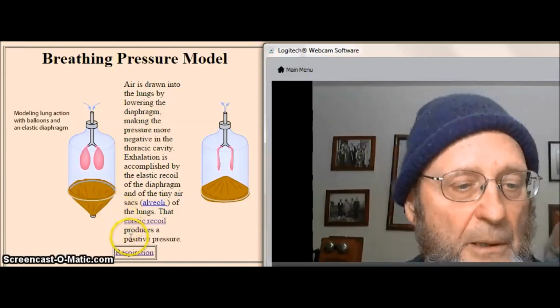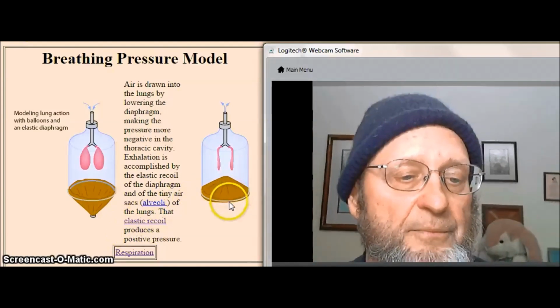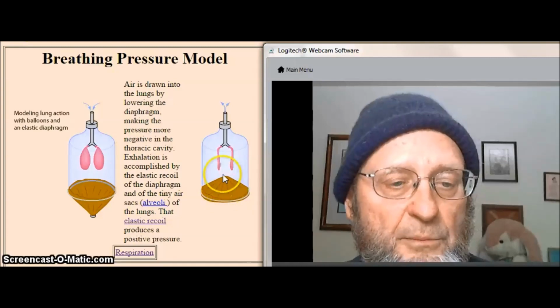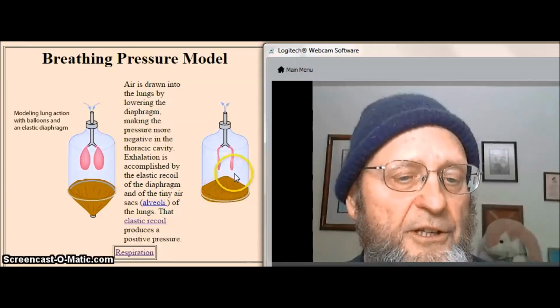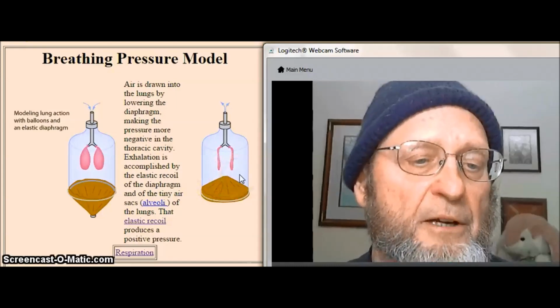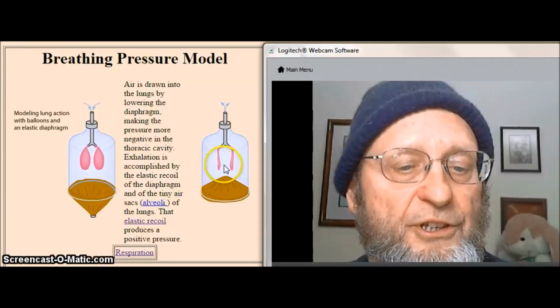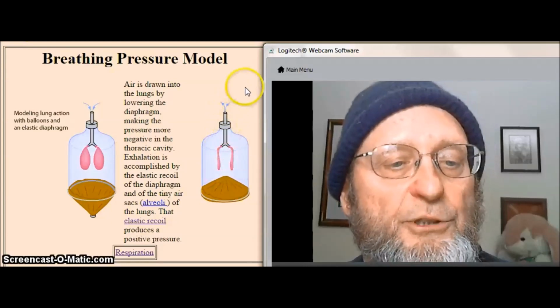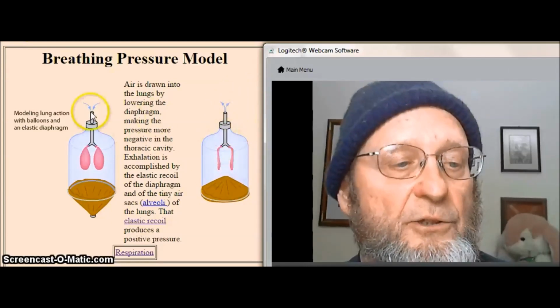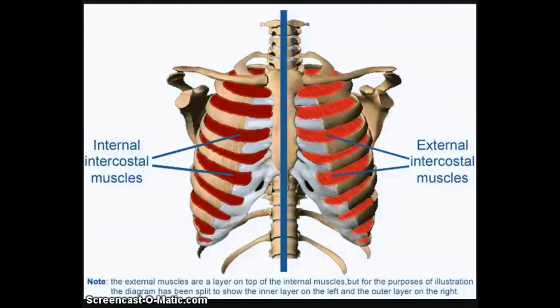But when the muscle relaxes, as in this diagram, the pressure inside is higher because we've reduced the size of the space for the same amount of air, and that causes these lungs or balloons to deflate, and the air pushes out and you exhale. So this is inhalation, this is exhalation. So let's take a look at the anatomy of this.